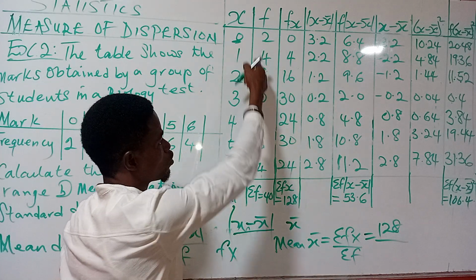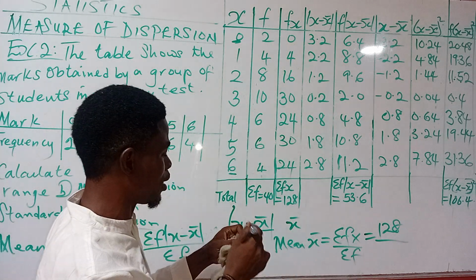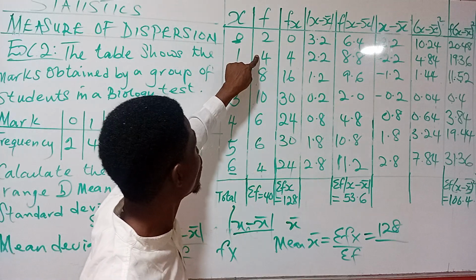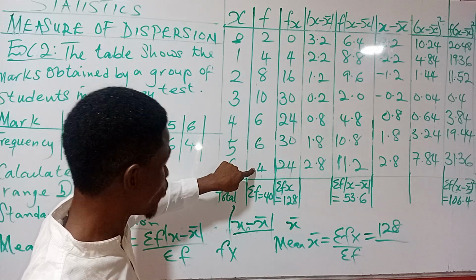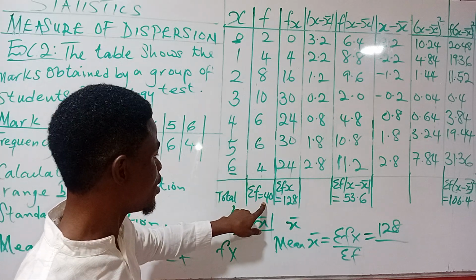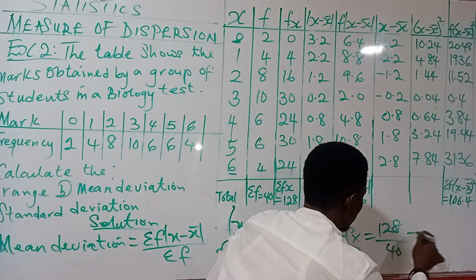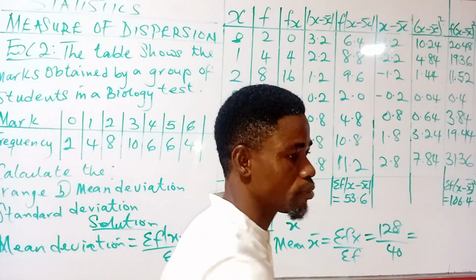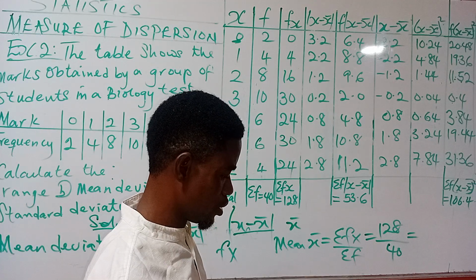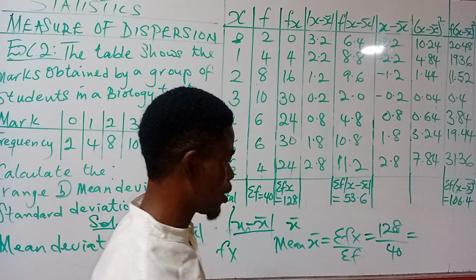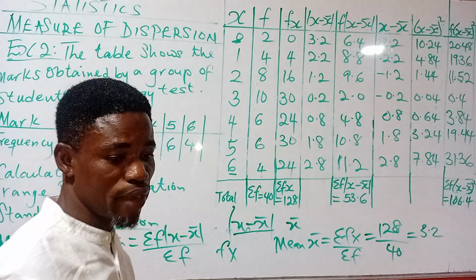To find the summation of f, come to the frequency column and add everything together: 2 plus 4 plus 8 plus 10 plus 6 plus 6 plus 4. That gives 40. Therefore, the summation of f is 40. When you divide 128 by 40, that will be 3.2 as your x bar.